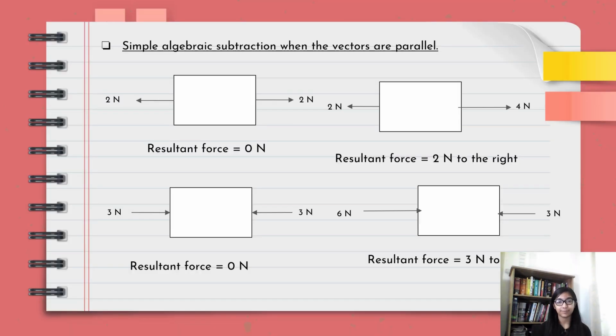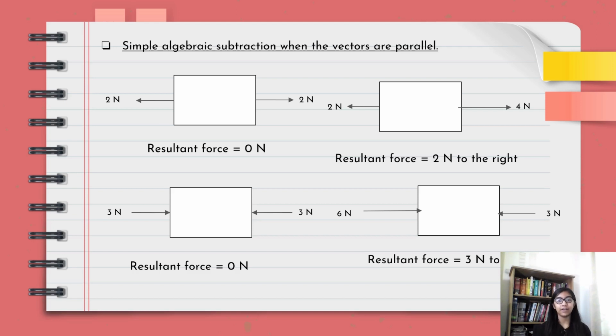Simple algebraic subtraction when the vectors are parallel. Now this method includes subtracting the forces that are acting opposite to each other on an object. Example 1 shows 2 Newton working on the right side and 2 Newton working on the left side. Subtracting this will give us a resultant force of 0 Newton. Then again we have 2 Newton working on the left side and 4 Newton working on the right side. Subtracting this will give us a resultant force of 2 Newton that is acting on the right side, since that is where the greater force is acting.